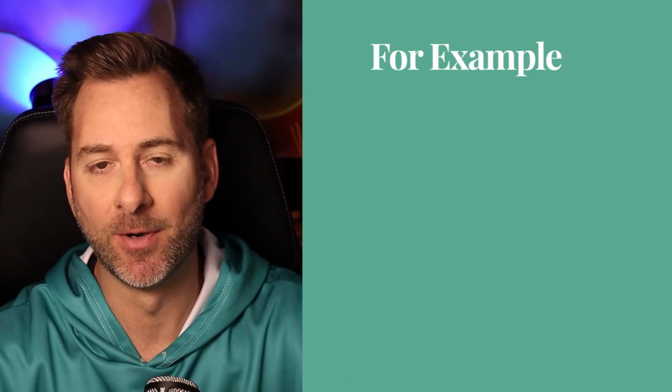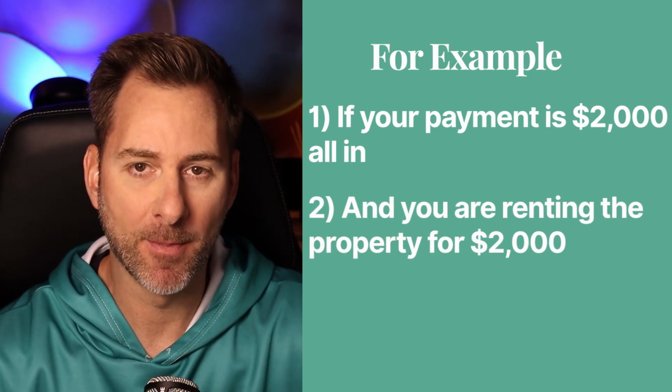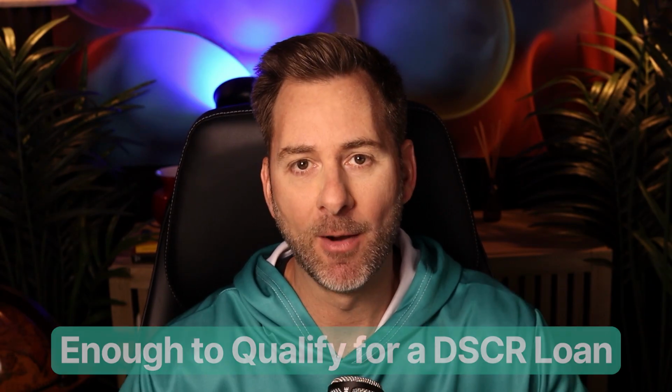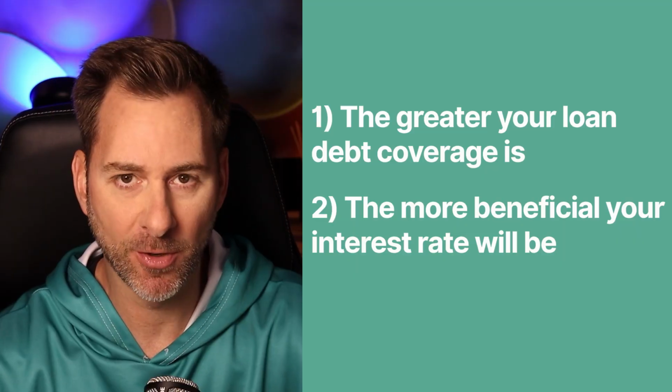So for example, if your payment is $2,000 all in and you are renting the property for $2,000, that is a 1.0 debt coverage, which means you are covering the debt with the minimum monthly payment and you're breaking even. That is typically all you need to qualify for a DSCR loan. However, it's important to keep in mind that the greater your debt coverage is, the more beneficial your interest rate will be, and you would potentially receive lower interest rates or better terms.